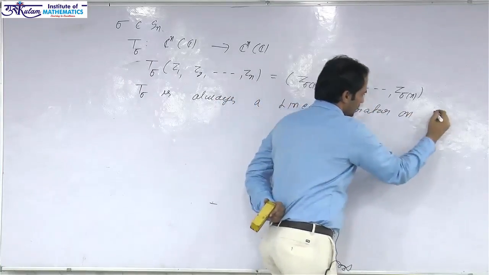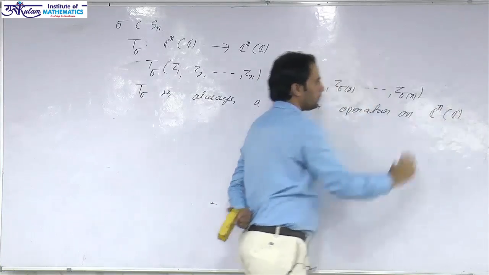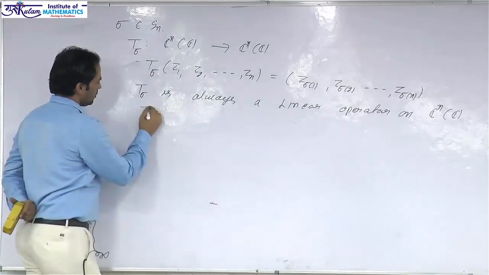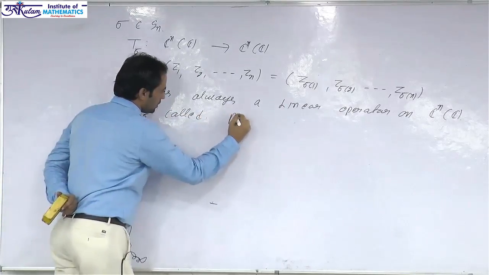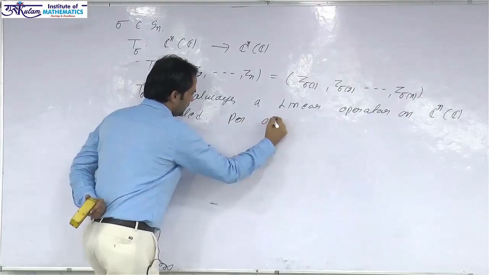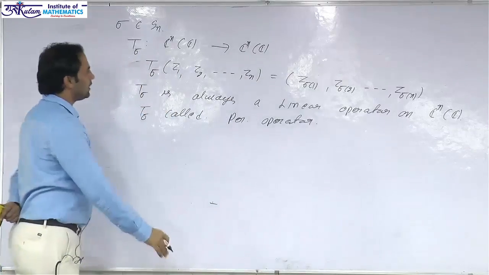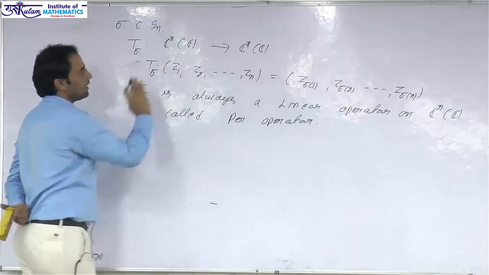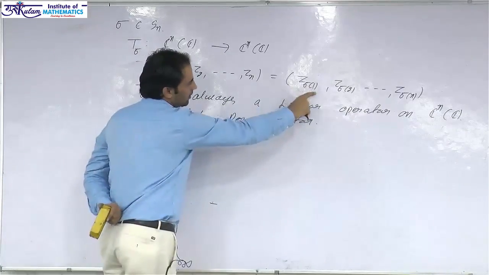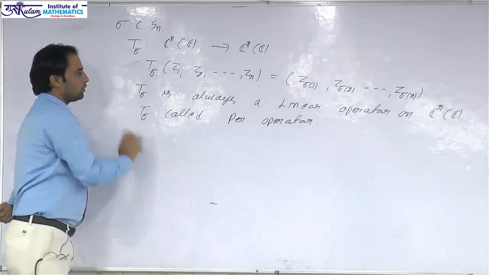on the vector space Cn over C, and this operator is called a permutation operator. So basically there are n symbols and we are permuting these n symbols and mapping to another n symbols. So this is a permutation operator.